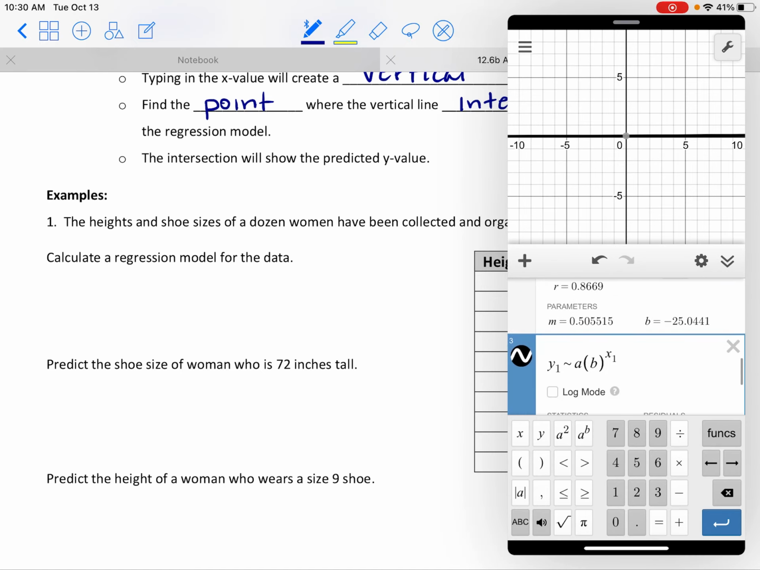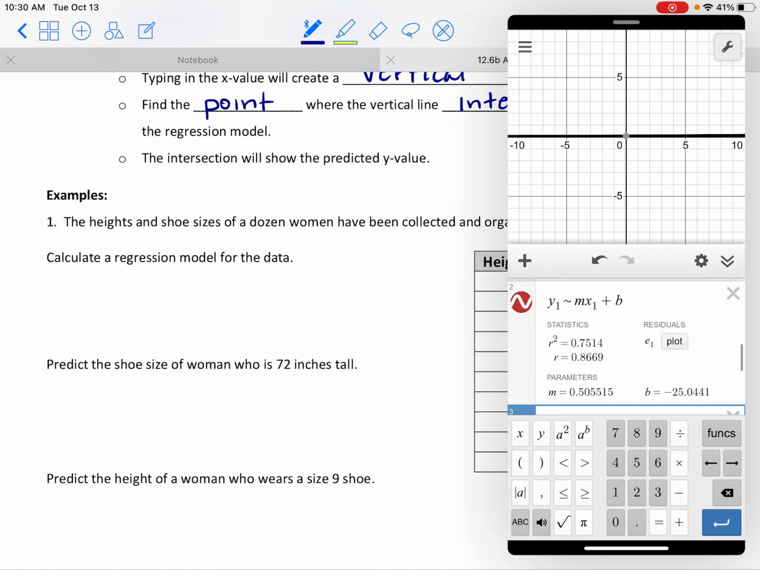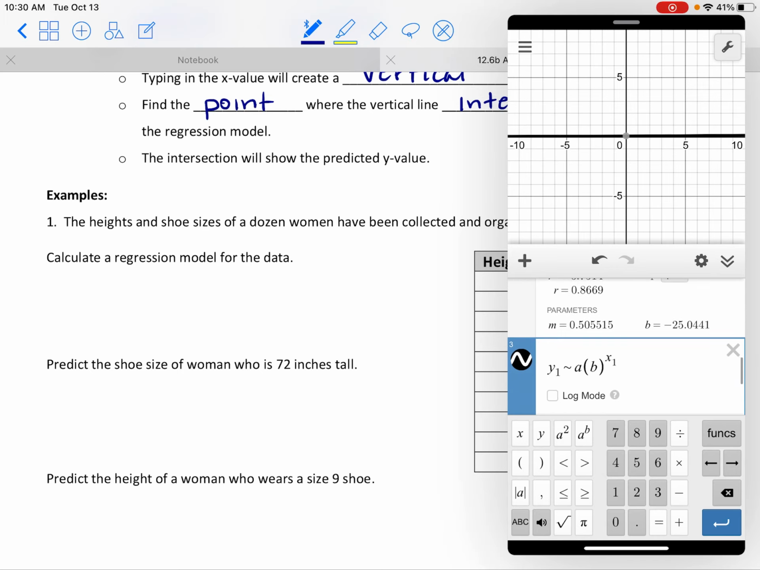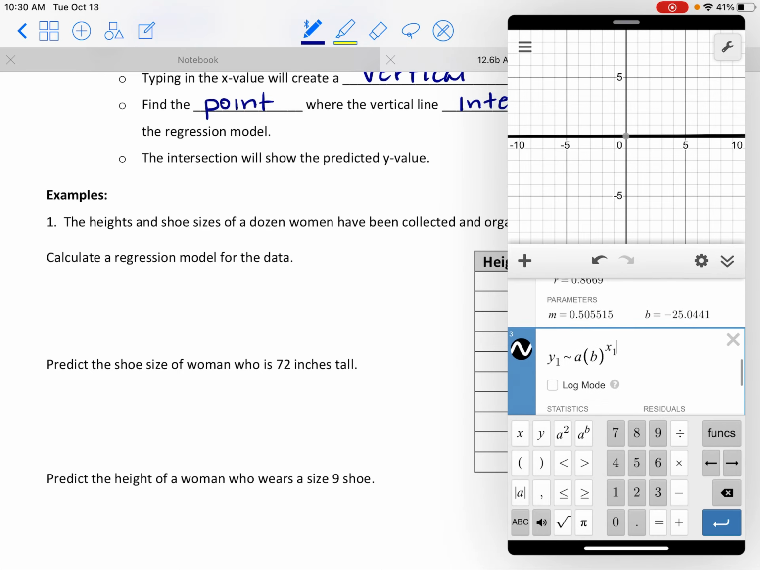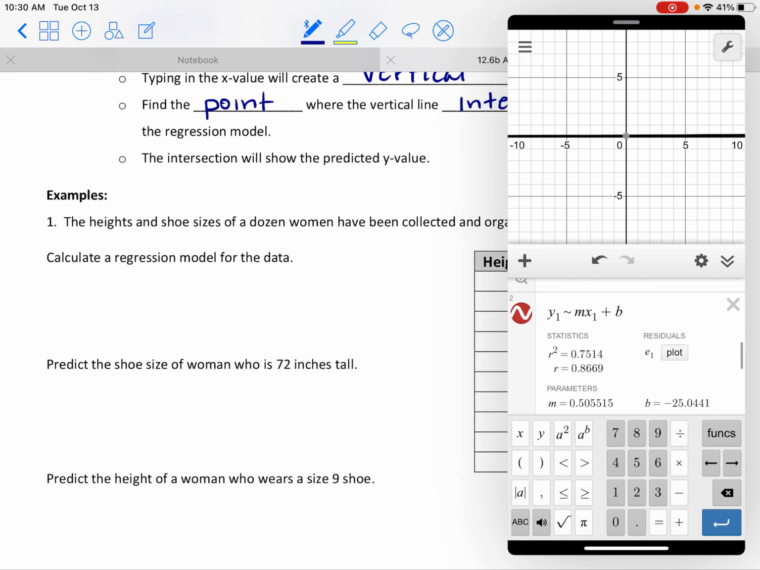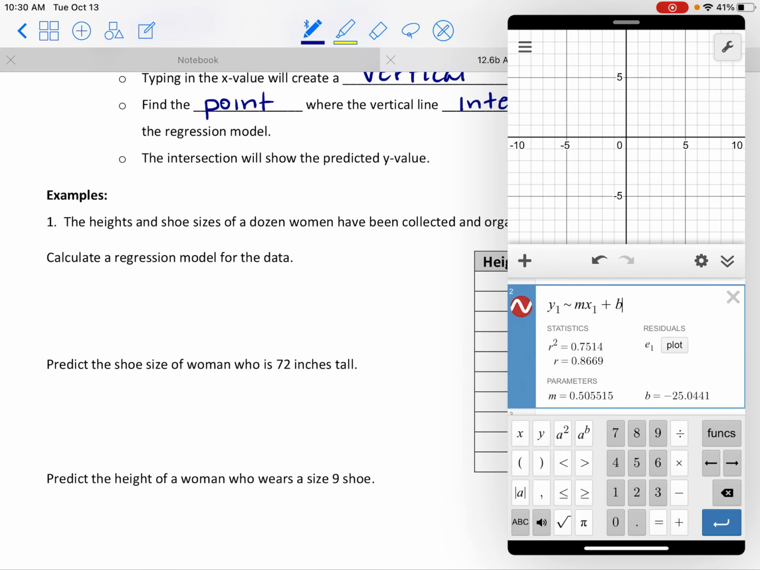So 0.75 is just a smidge better, which means we're going to go with the linear model in this case. Again, r squared for exponential is about 74%. R squared for the linear is 75%. That is better. That is closer to 100%. So we're going to go with the linear model here.